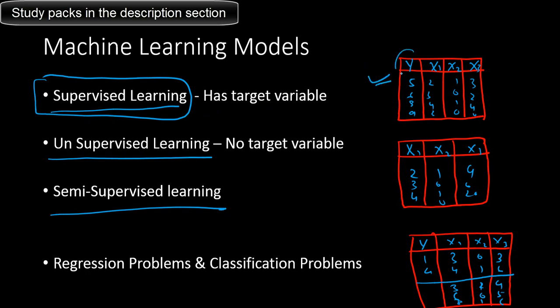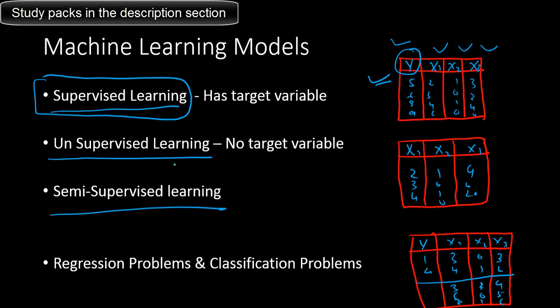You have got y, which is a target variable, the variable that you want to predict using predictors. And there are different predictors, x1, x2 and x3. So using x1, x2 and x3, you are trying to predict y. So the model is able to see firsthand how the target variable looks. Okay, so that is supervised learning.